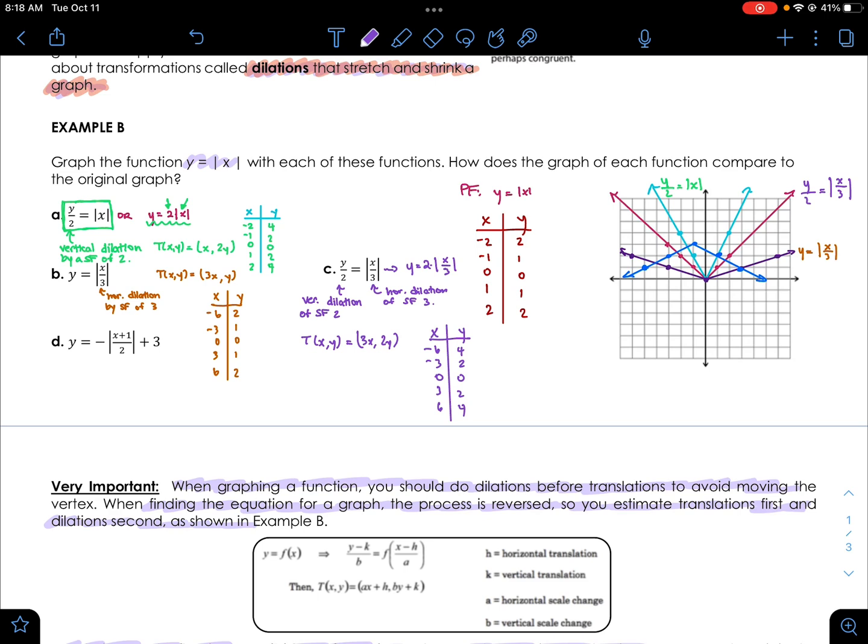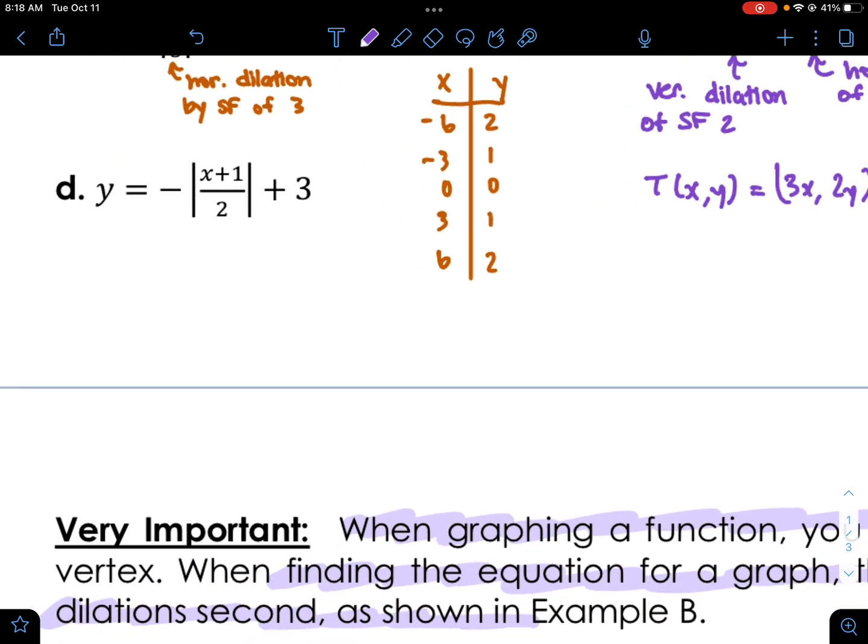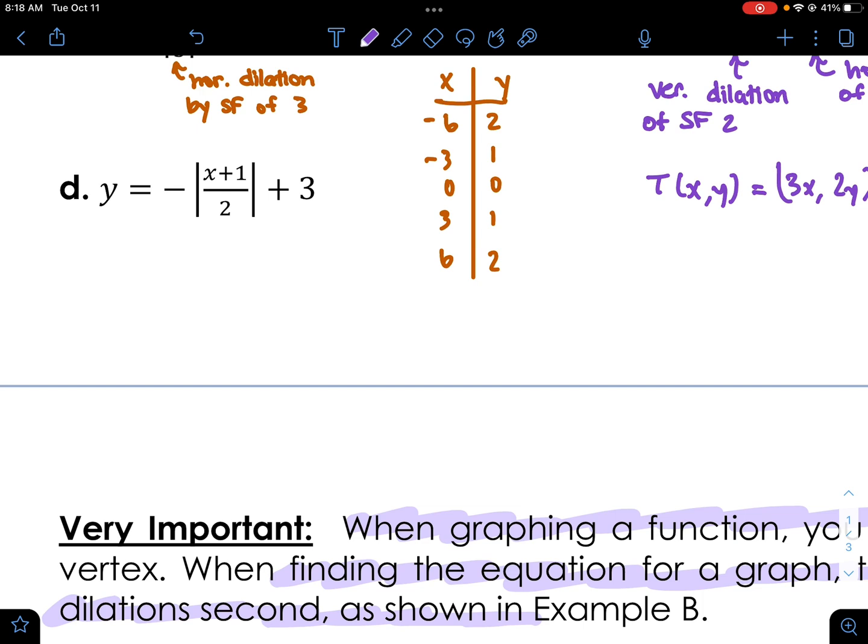And finally, in part D, we're going to put all of this together. We're going to have our dilations, and we're going to have our reflections and translations.